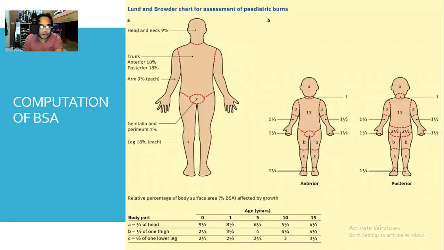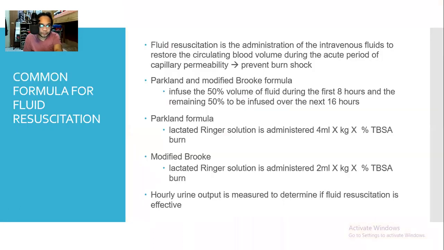So you have here your Lund and Bowder chart for assessment for your pediatric burns. So lahi jud ang computation sa inyong pedia. Ito yung ating rule of nines pa rin dito. 18 sa leg natin because you have 9 sa anterior, 9 sa posterior, 4.5 each. So this is for your pedia. So you'll be having your cheat sheet naman din to compute for your TBSA. Now, the common formula, paano ba itong management or fluid resuscitation?